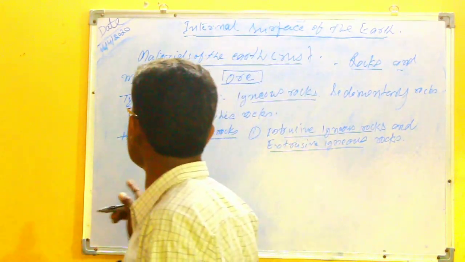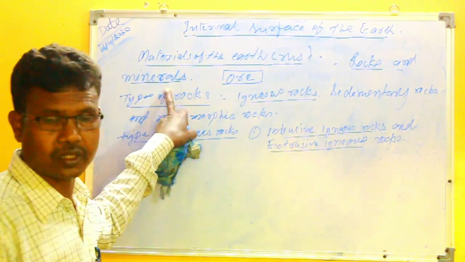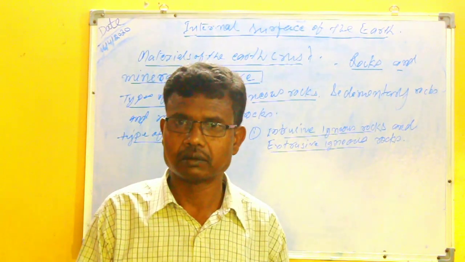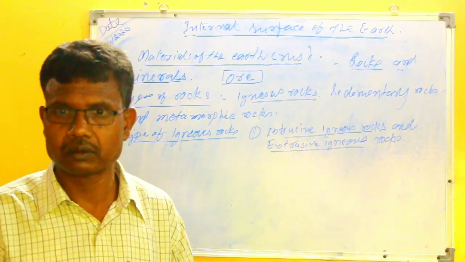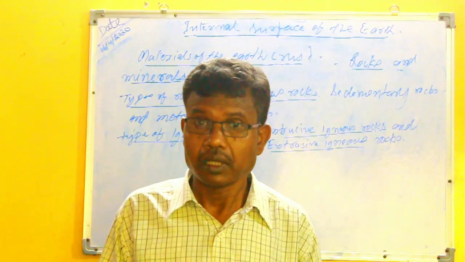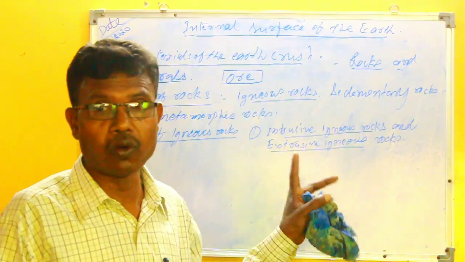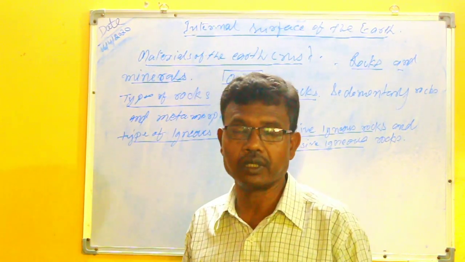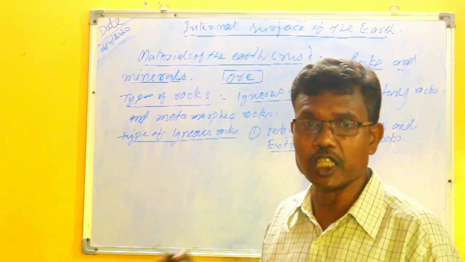Dear students, the earth is made up of rocks and minerals. Then what is the rock? Rocks are the solid particles of the earth's surface. These can be hard like granite or marble, or soft and loose like sand, clay, salt and chalk.